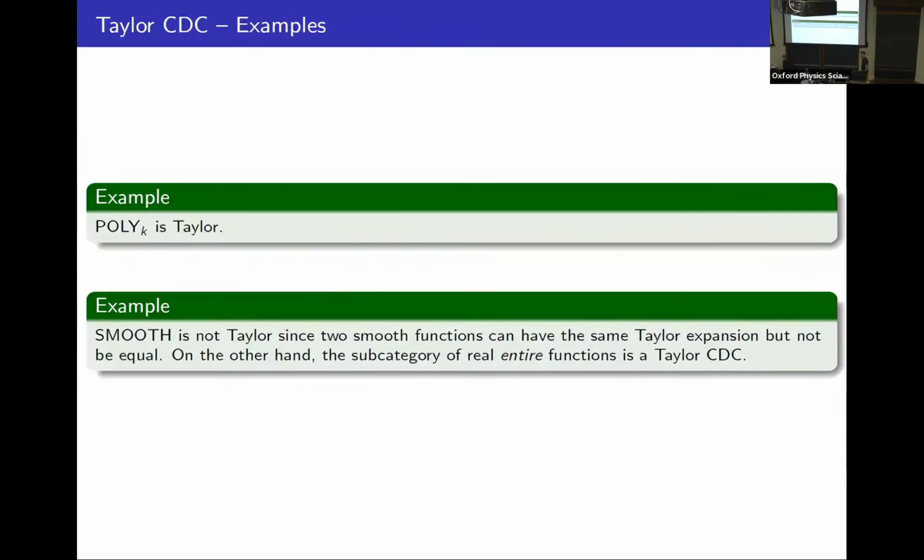The Lawvere theory of polynomials is Taylor because polynomial functions are completely determined by their polynomials. Smooth functions are not Taylor, right? There are some famous examples of smooth functions that have the same Taylor series but are definitely not equal. However, if you take the subcategory of real entire functions, then this is a Taylor CDC.